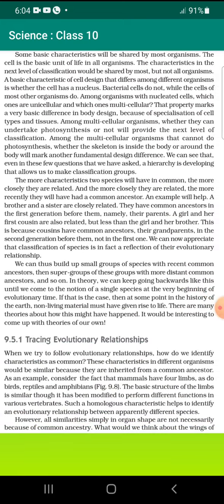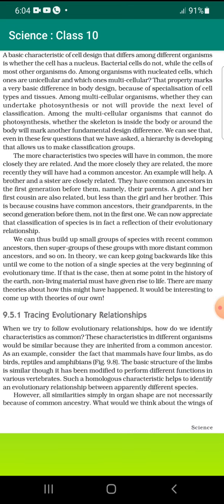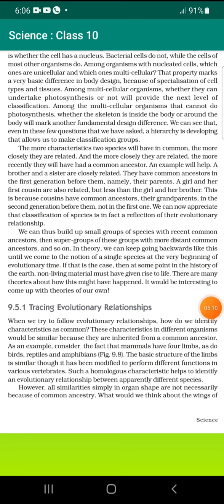Some basic characteristics will be shared by most organisms. The cell is the basic unit of life in all organisms. The characteristics in the next level of classification would be shared by most but not all organisms. A basic characteristic of cell design that differs among different organisms is whether the cell has a nucleus. Bacteria cells do not, while the cells of most other organisms do.